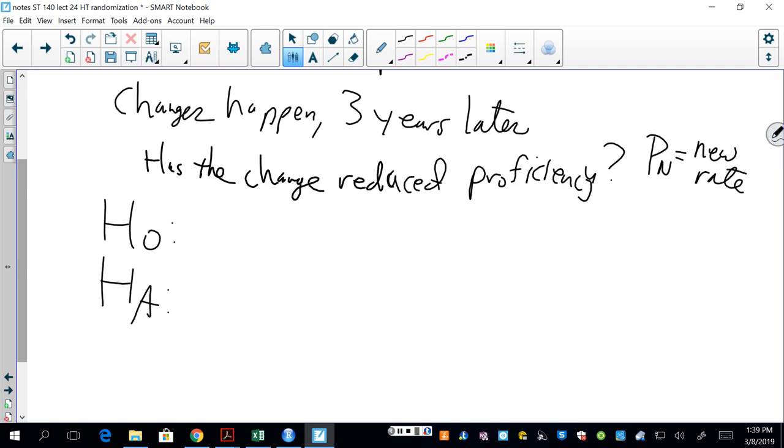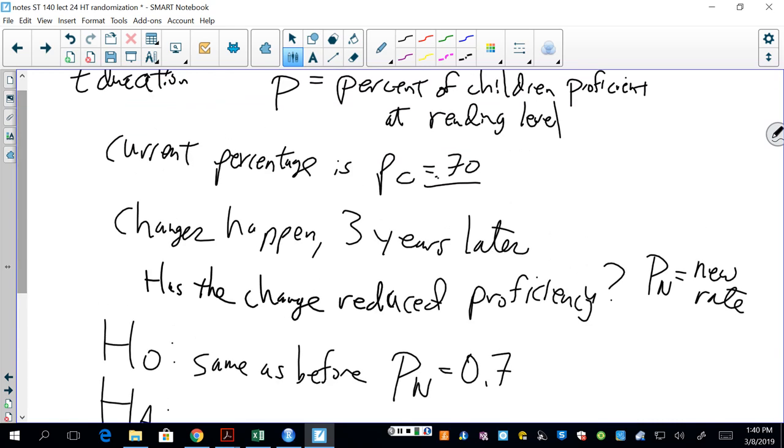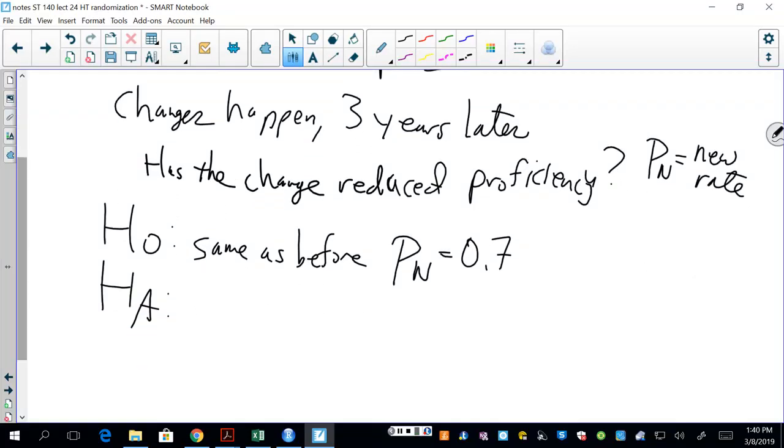Percent in proficiency stays the same. Yeah, so if it's the same as before, we'd say that the new rate is this old one of 0.7. Because before it was 0.7, and if at the new time period after these changes it has stayed the same. Setting up the alternatives, whether it's not equal to something or bigger than something or less, that's really in the context of what you're looking at in the problem.